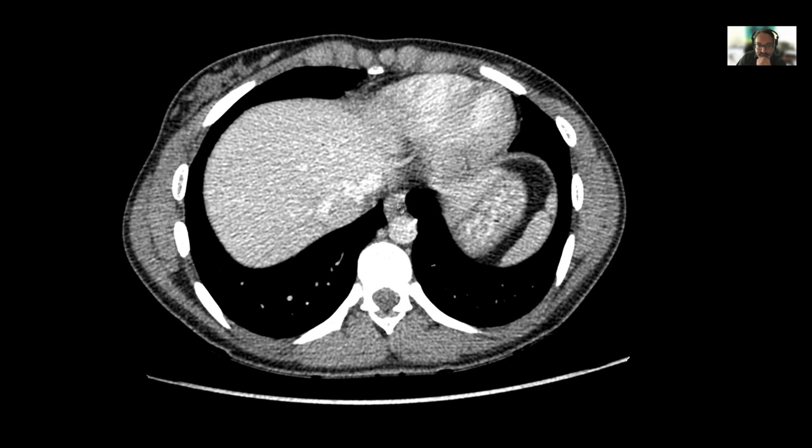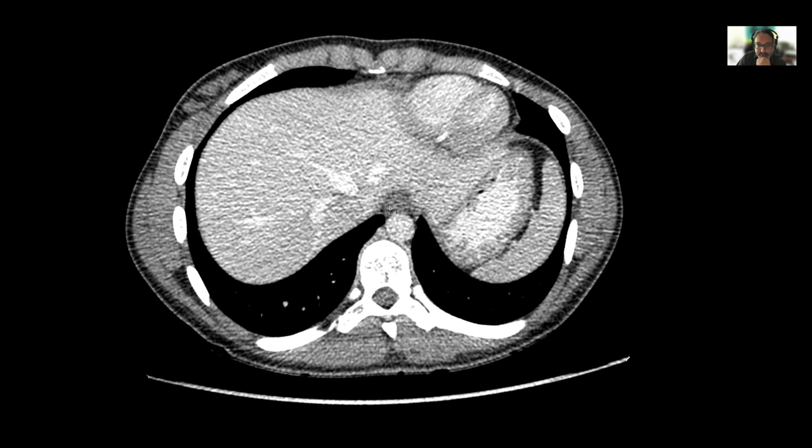The esophagus is still there. Keep going further down. Now you can see the liver more clearly. That is pretty much the liver. And you can see this is the spleen. And this here is the stomach. This is still the heart. This is the apex of the heart. So this is still above the diaphragm.